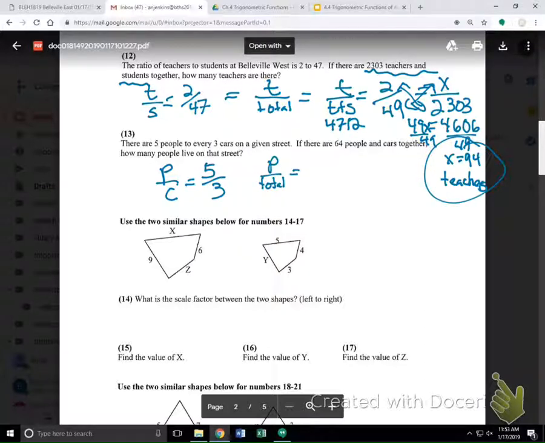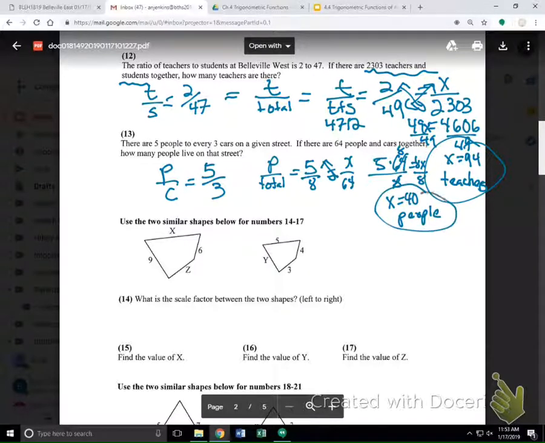How many in our ratio do we have of people? So people itself is just the 5, but the total is what you just told me? 8. Which we equal to, we're trying to find the number of people, x over 64. 5 times 64, which equals 8 times x. Divide by 8, divide by 8. What'd you get? X equals 40, what? People. Okay.